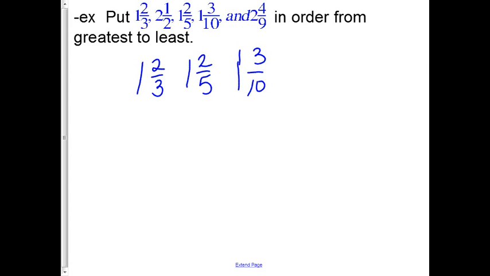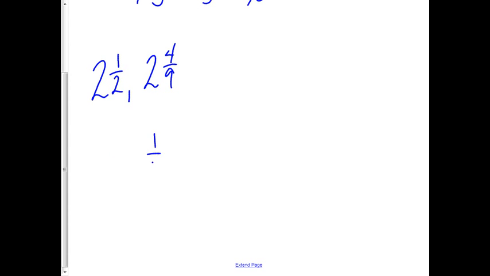If I think about 2 1/2 and 2 4/9, you probably know that 2 4/9, that 4/9 rather, is less than 1/2. So that tells us that 2 1/2 has to come first, followed by 2 4/9. If you didn't know that, you could have compared the 1/2 to the 4/9 just to be sure. And so that shows me 2 1/2 comes first, and then 2 4/9.